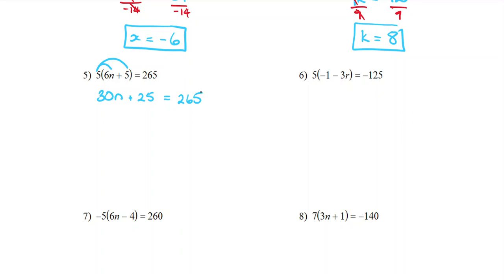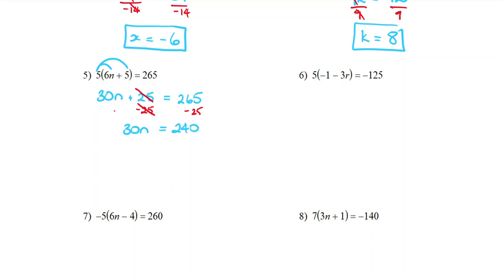Minus 30. Let me start further away. So you're going to start with the 25. So what's the opposite of your 25? It's a plus 25. So your opposite is going to be minus the 25. Cool. Okay, so we cross these ones off and you have 30n. And what is 265 minus 25? Good.